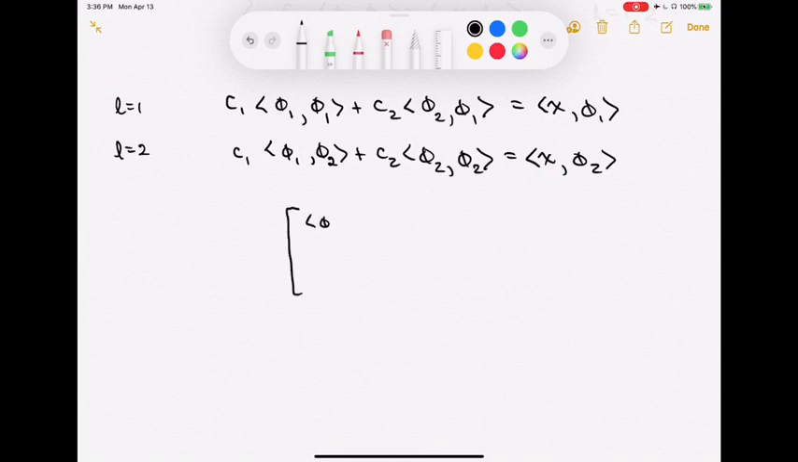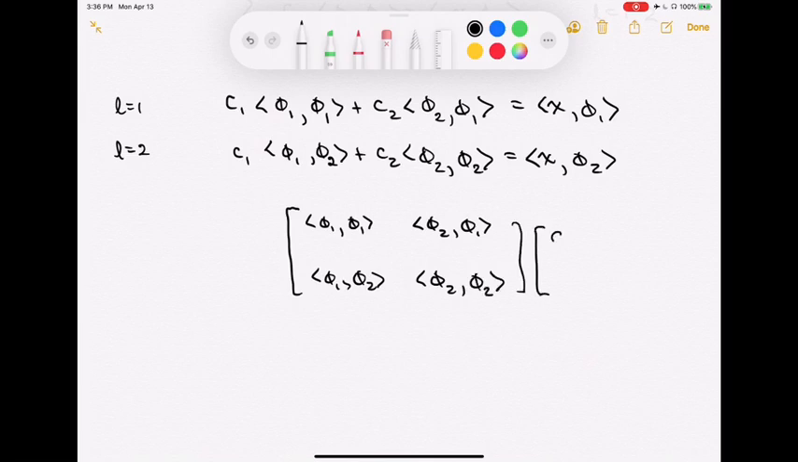I could have the inner product of phi1 with phi1, the inner product of phi2 with phi1, then down on the next line, the inner product of phi1 with phi2, and then lastly, the inner product of phi2 with phi2. This little matrix here is going to get multiplied by C1, C2, and that whole thing is going to be equal to what? It's going to be the inner product of x with phi1 and the inner product of x with phi2.